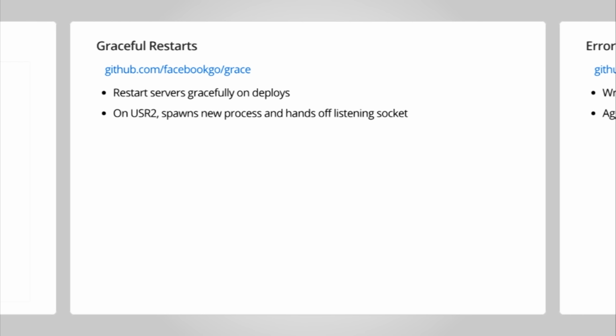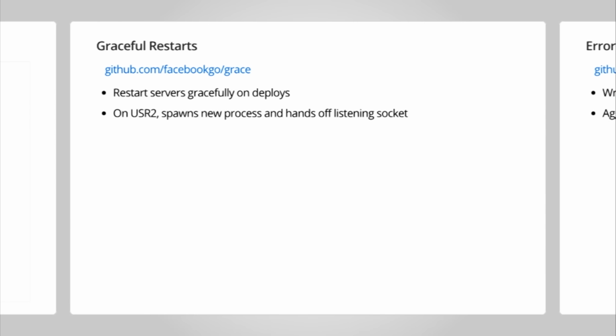Another library we wrote is called Grace. Initially, we started with killing our Go servers when we wanted to do a deploy. Obviously, we lost a few user requests doing that. Our errors would spike up during deploys. So we wanted to do something better. Getting a load balancer involved would slow things down.